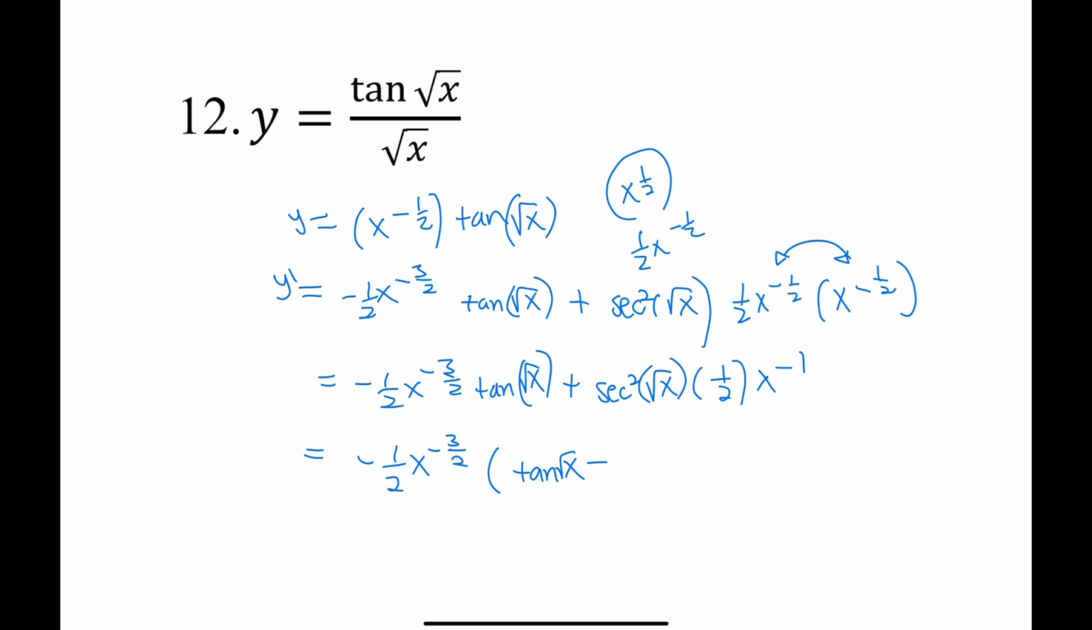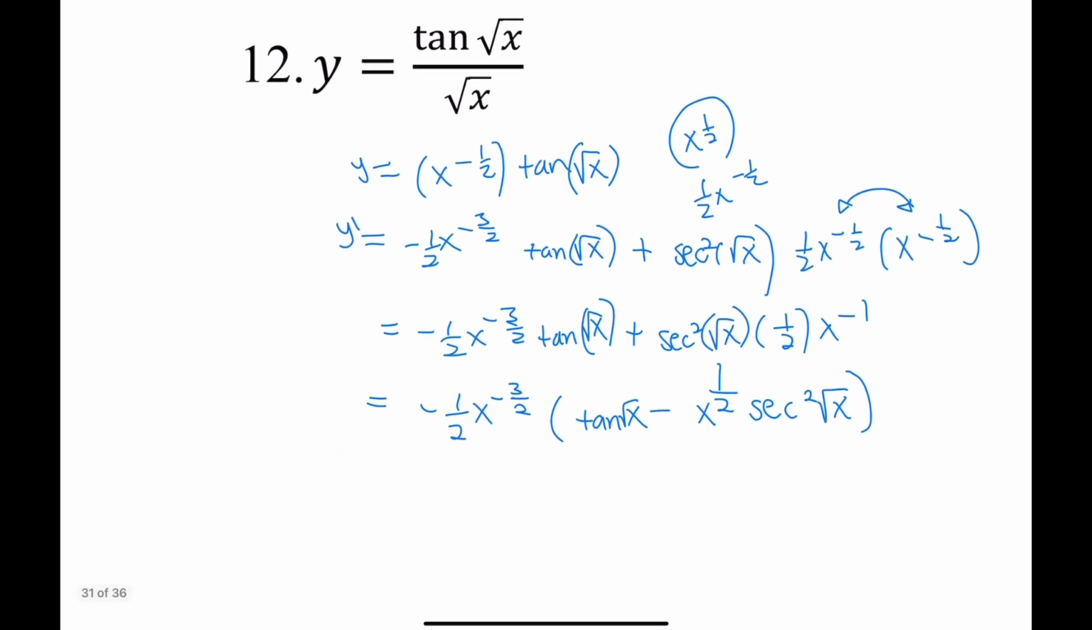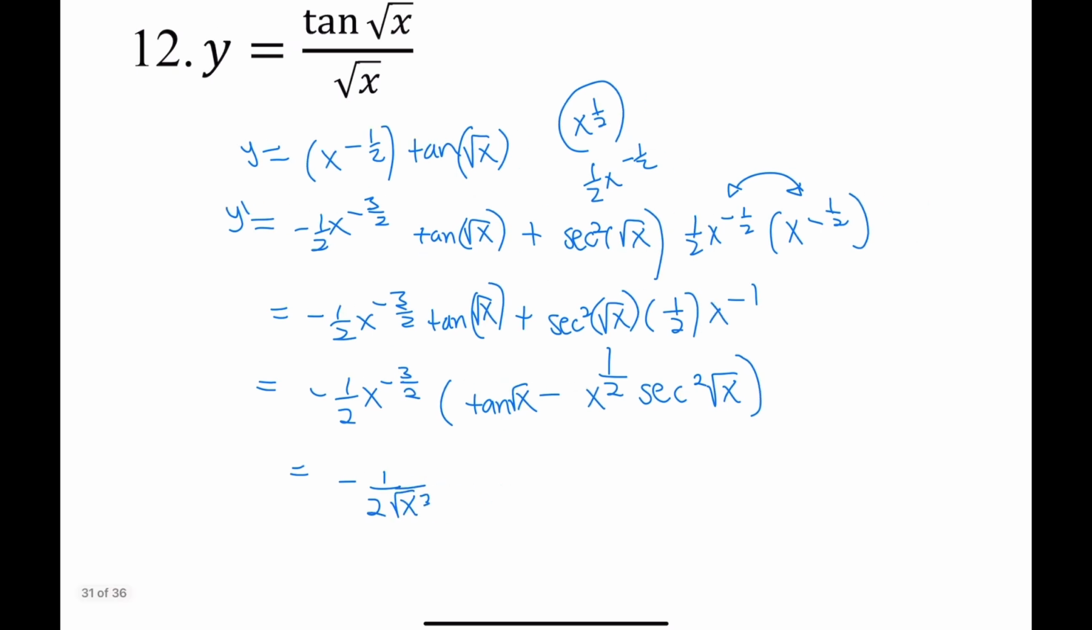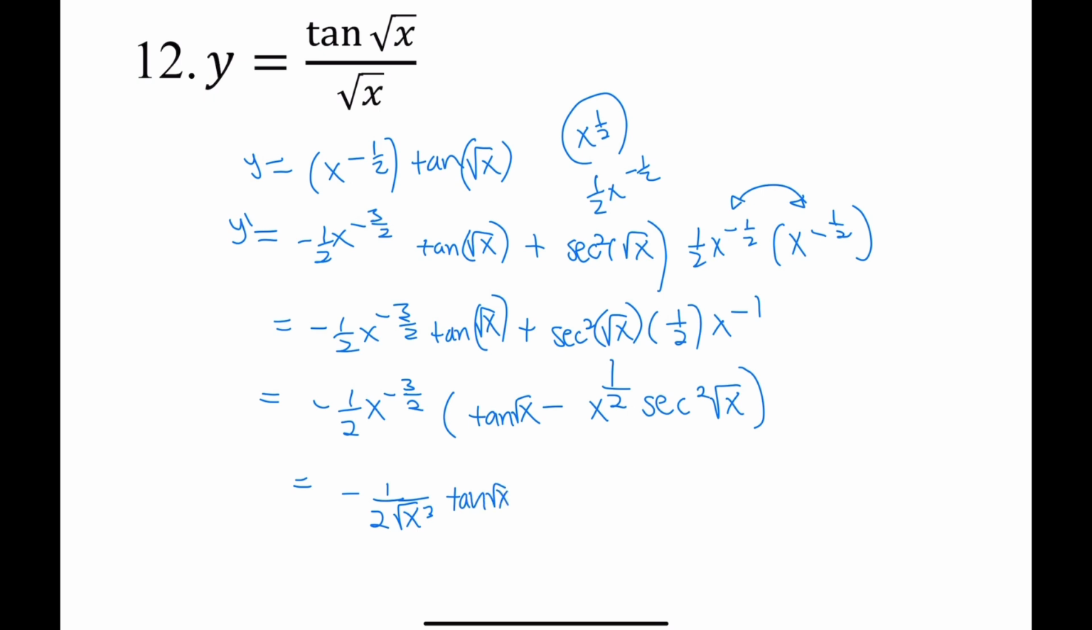And then negative x to the 1/2 power, right? This is right, and then secant squared root x would be our answer. So negative 1/2, okay, and then tangent x minus root x. This would be our answer.